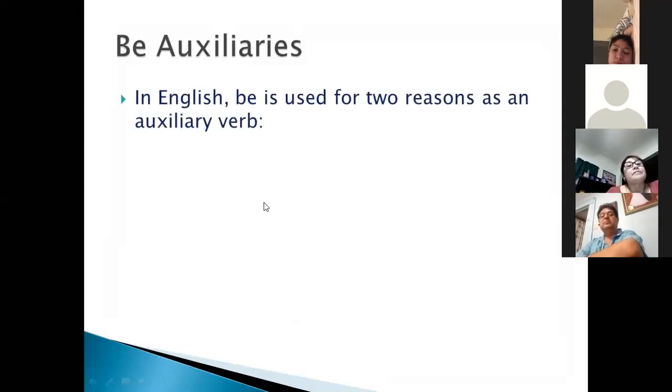In English, the be is used for two reasons as an auxiliary verb.